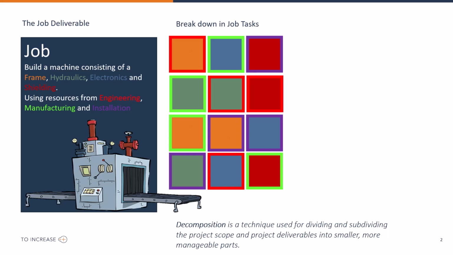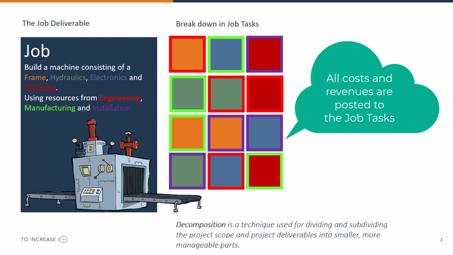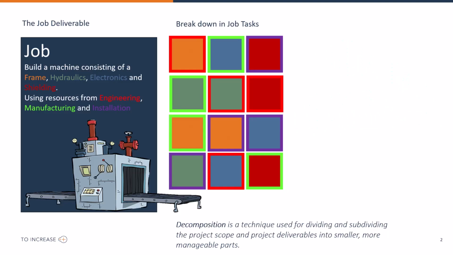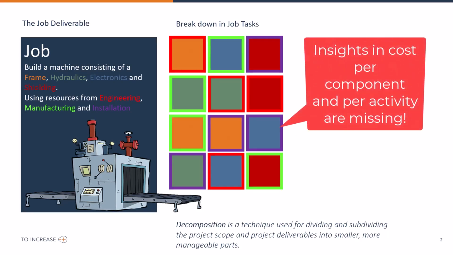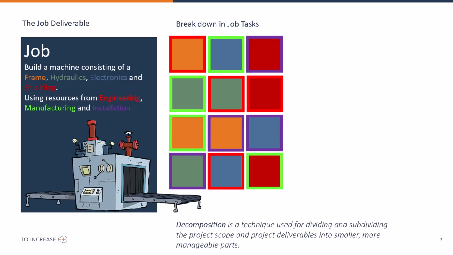In Business Central, all costs like material, resources, equipment and expenses as well as revenues are posted to the job tasks. This will give you insights in the cost and revenues for each task. However, what is missing are the insights in the main components and activities. This is where the additional work breakdown structures come in.